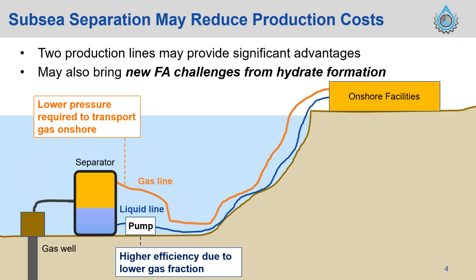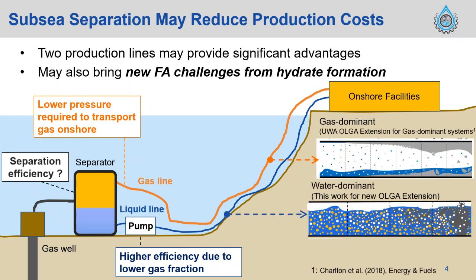In this concept, the gas water mixture from the well is separated in a separator, and gas and liquid are produced through different lines. In the gas line, lower pressure should be enough to transport gas to onshore. In the liquid line, you may need a pump, but higher pump efficiency should be achieved due to low gas volume fluctuation in the line.